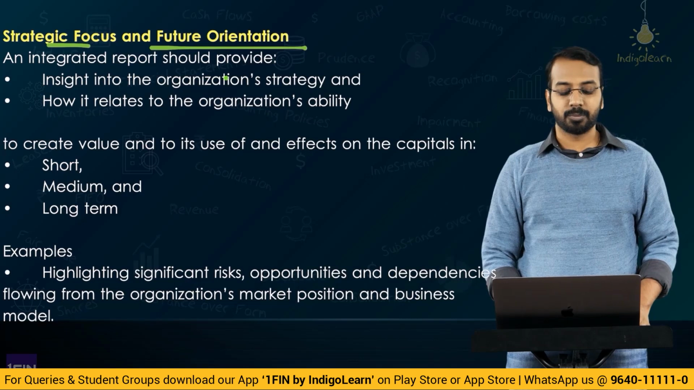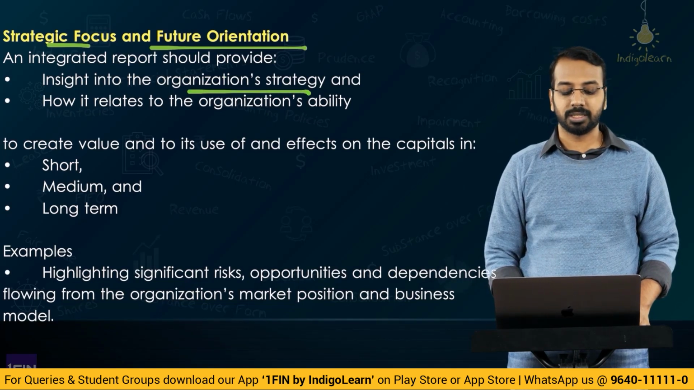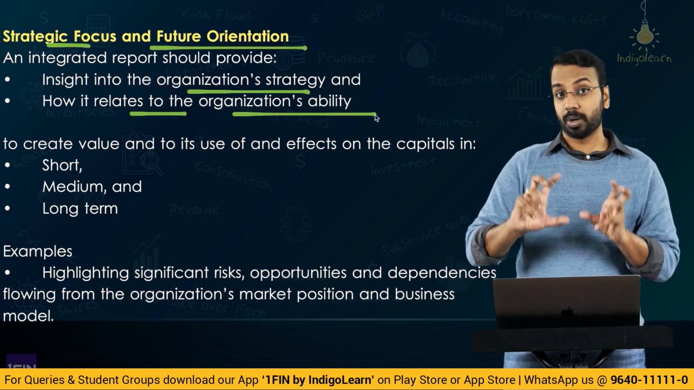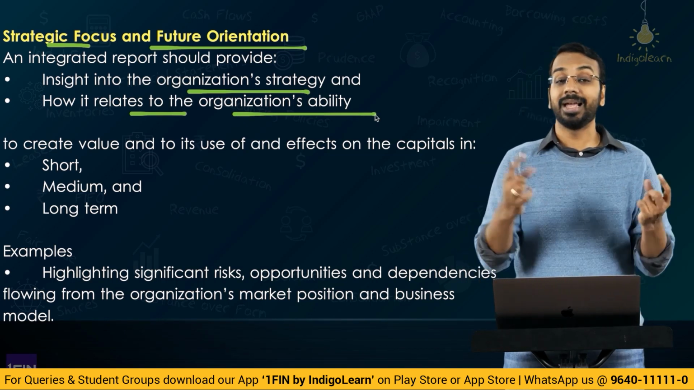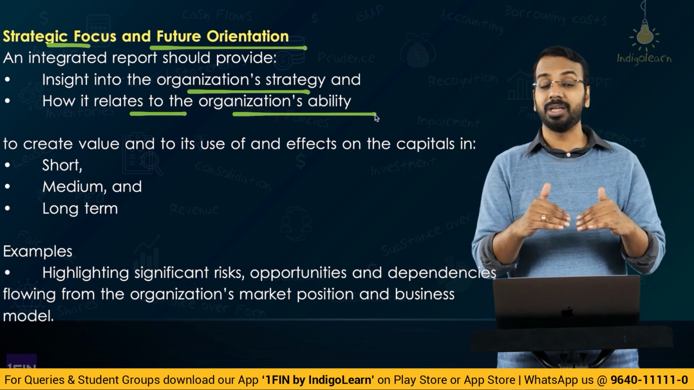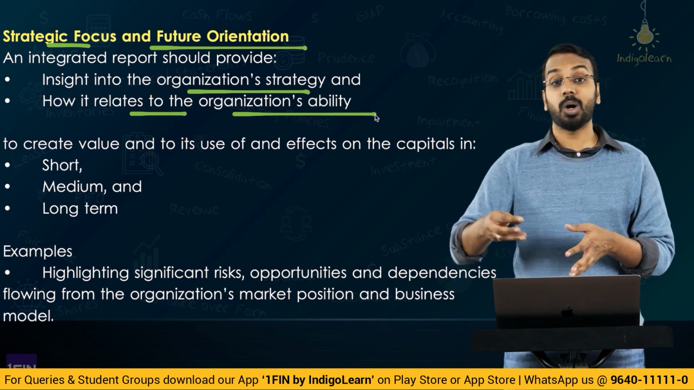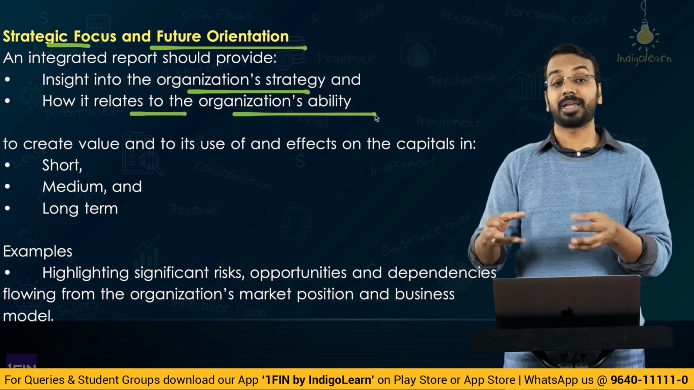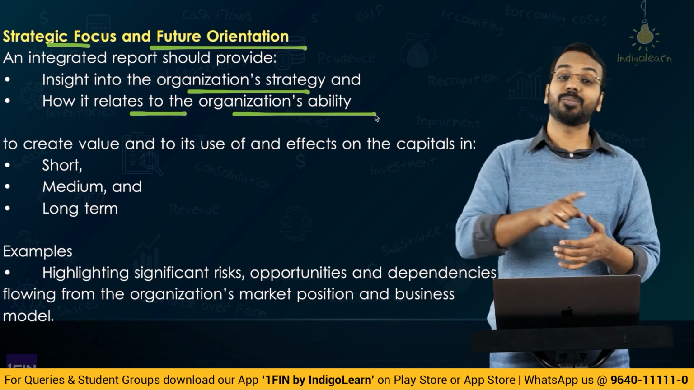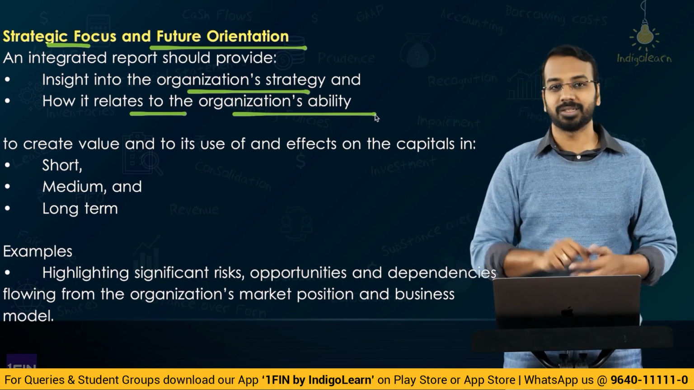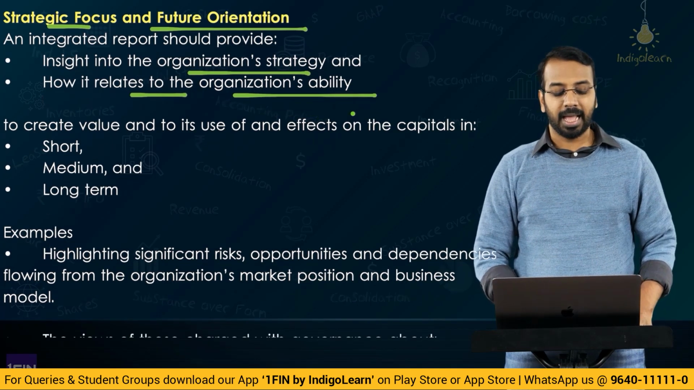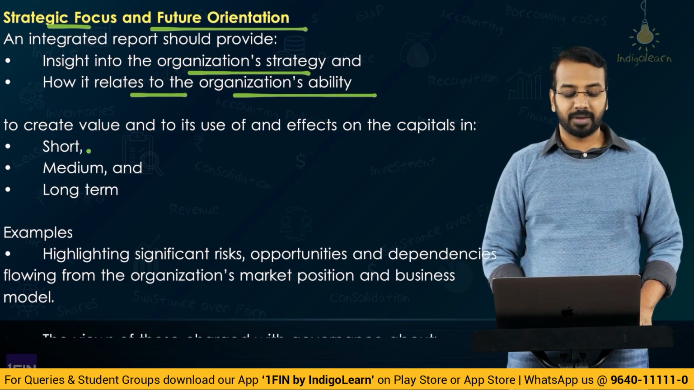So an integrated report should provide an insight into the organization's strategy and how it relates to the organization's ability. So what is the strategy? What is the ability? What is the linkage between the two? Ability means what can the organization do? Say for example, a company has a strategy of low pricing. Okay, they want to capture the market by offering low pricing. Does the company have the ability to achieve that strategy? So these kinds of discussions should happen. And how do these two create value over the short term, medium term and long term?